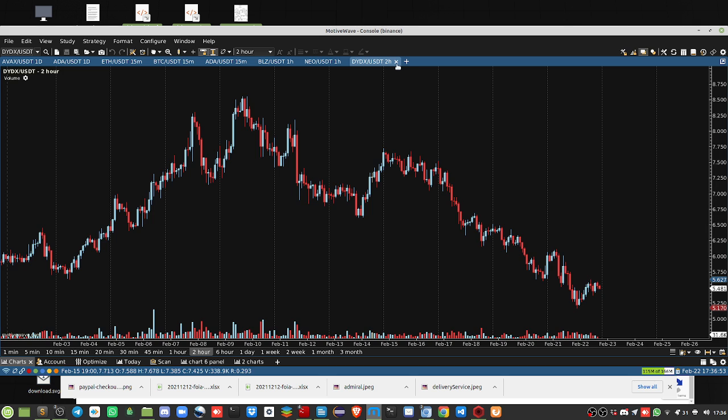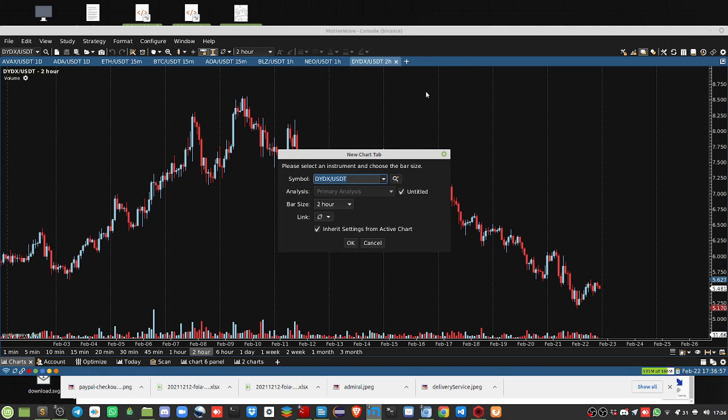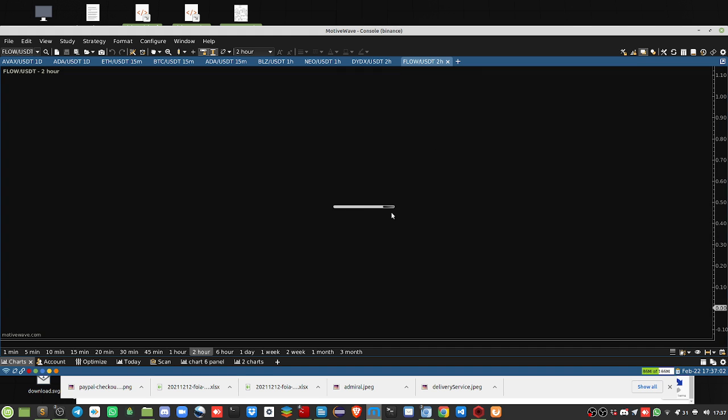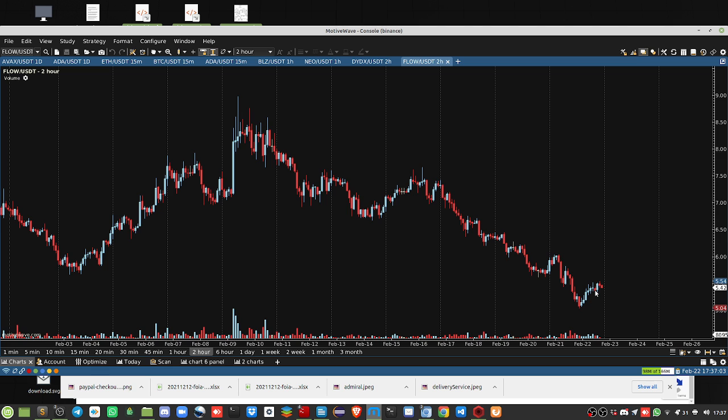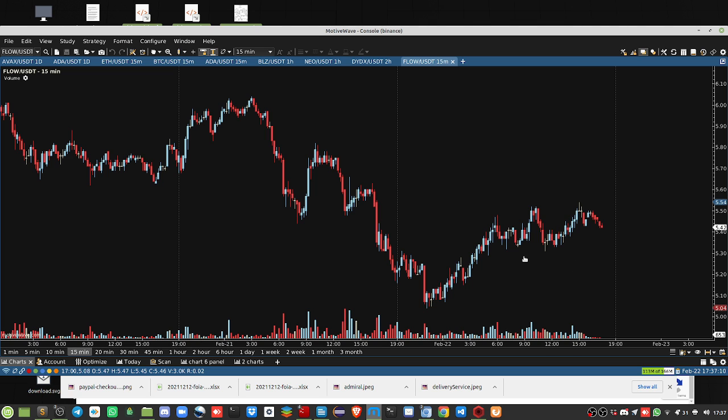Anyway, so let's look at some of these coins here. One coin I have liked in the past is, sorry, Flow. So look at Flow. Again, these are 2-hour frame, but let's look at the 15-minute. So here again, same idea, right? Same pattern as the other Bitcoin and Ethereum.